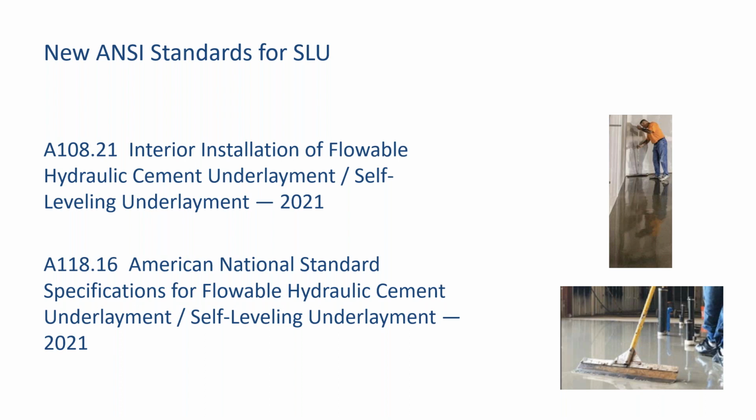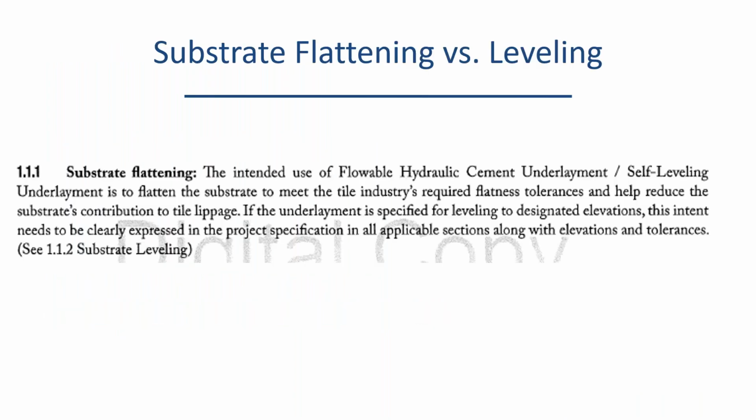Then there's also a standard for the material itself, the type of PSI strengths, et cetera, that you should have. There's a regular and high performance self-leveler, and again, that's in A118.16. Some of the information within those standards says, regarding substrate flattening, the intended use of flowable hydraulic cement underlayments or self-leveling underlayments is to flatten the substrate to meet tile industry required flatness tolerances, and to help reduce the substrate's contribution to tile lippage.